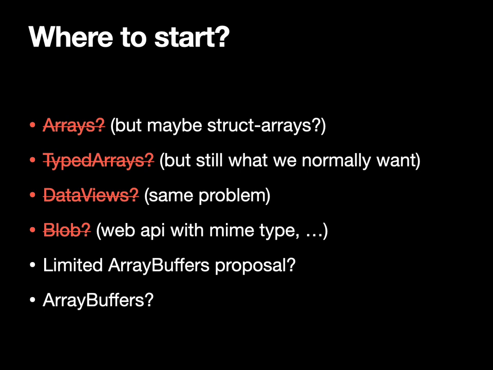The web API has an abstraction called the blob. Right now it's just part of the web. It's not part of JavaScript, but we could consider adopting it. However, it has extra features that are well motivated for the web and for the uses made of blobs, like MIME types, that are really beside the point for what we're asking for.